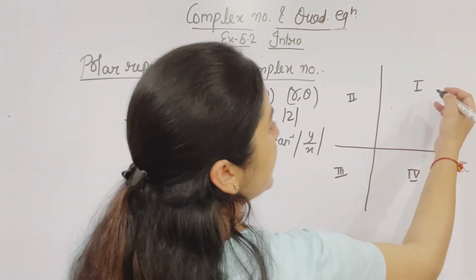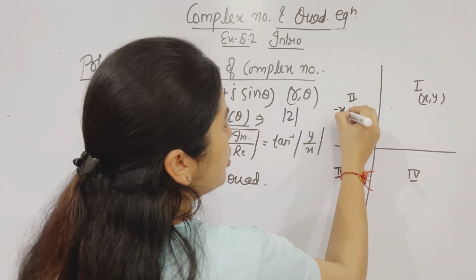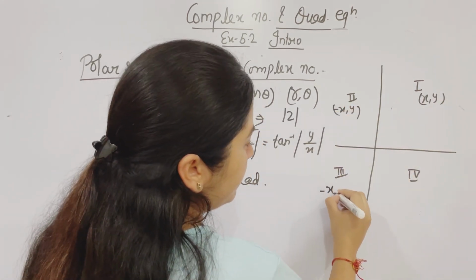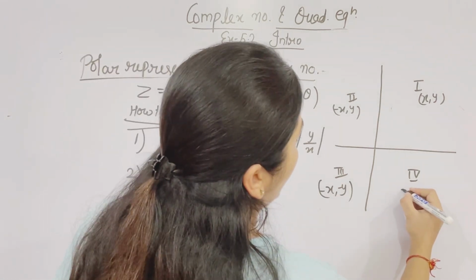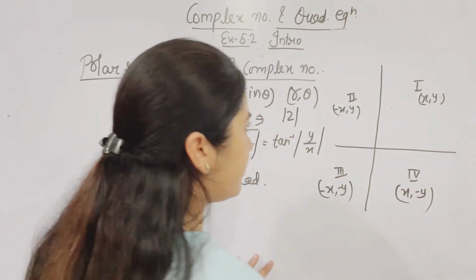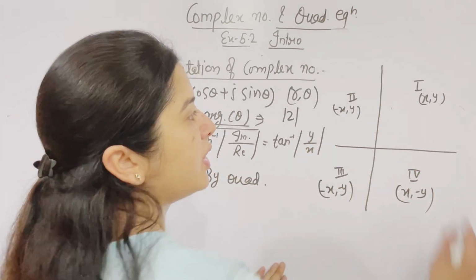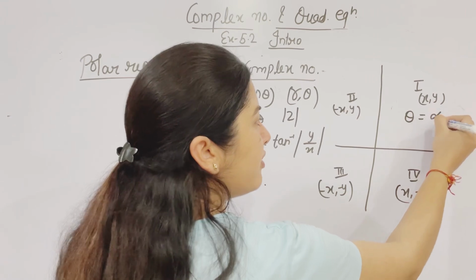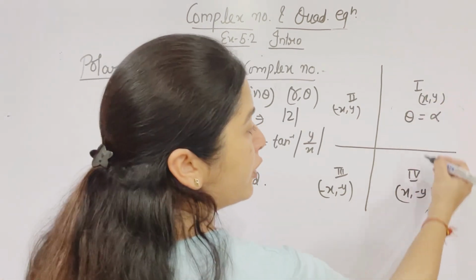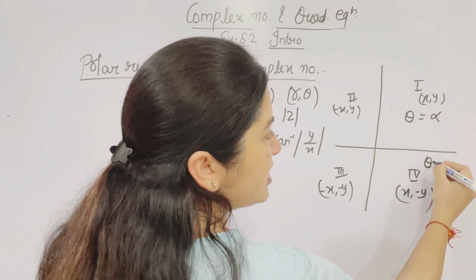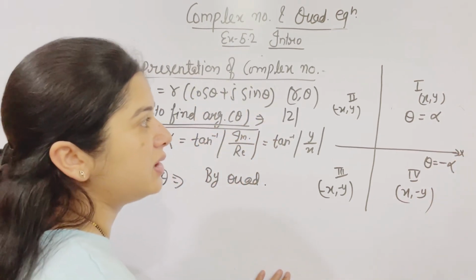इफ वी हैव अ कॉम्प्लेक्स नंबर इन फर्स्ट क्वाड्रेंट मीन्स x, y है, -x, y है, -x, -y है और x, -y है. अगर कॉम्प्लेक्स नंबर फर्स्ट क्वाड्रेंट में लाई करता है तो थीटा की वैल्यू विल बी इक्वल्स टू अल्फा की वैल्यू. क्लियर? अगर वो फोर्थ क्वाड्रेंट में लाई करता है देन थीटा's वैल्यू विल बी माइनस अल्फा. राइट?